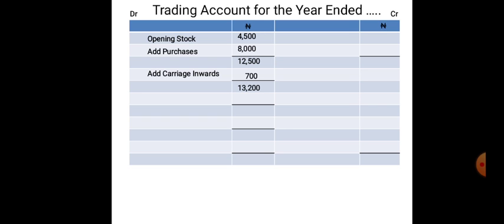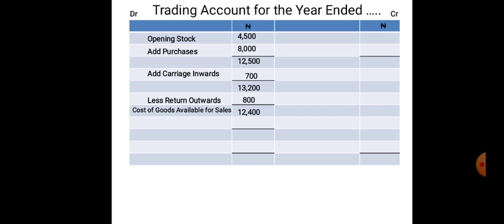13,200. Some of the goods that you've purchased, you return them back to the supplier. That is your return outwards. So you have to deduct it. So you less return outwards. How much? 800 naira. So whatever amount you get after you deduct your return outwards is called cost of goods available for sales.